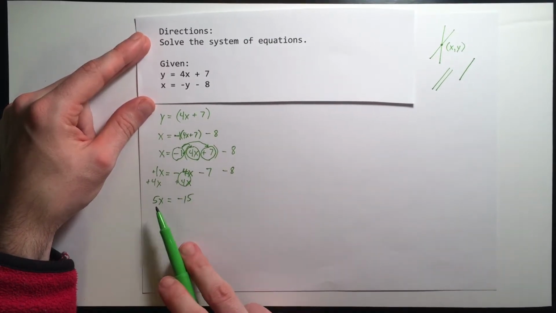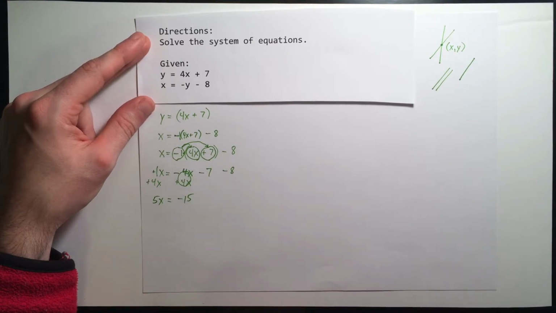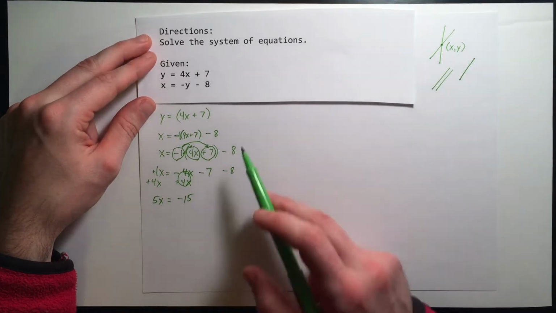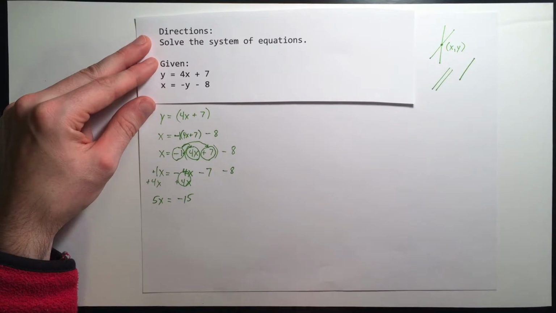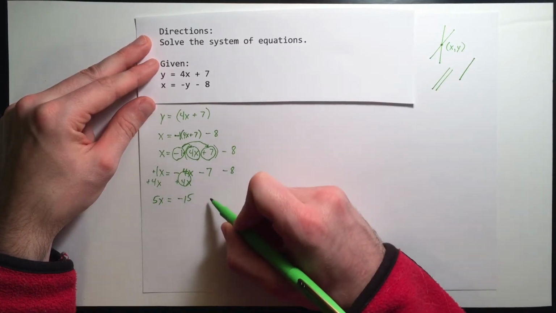Now we have x's in one place, numbers in one place. We can now solve. So we've simplified, now we can solve for x. And to do that, we use PEMDAS backwards.